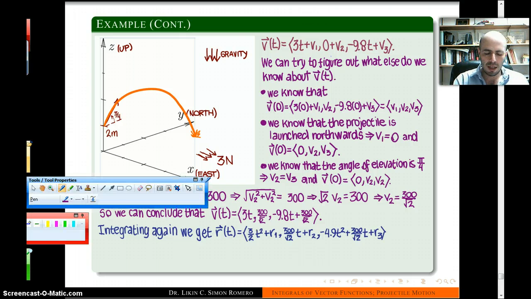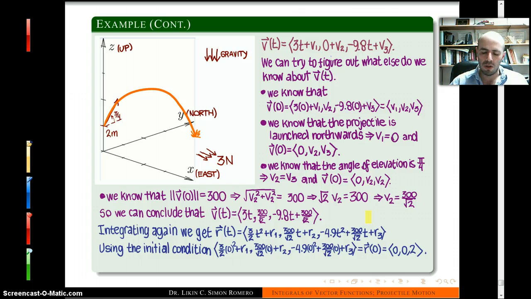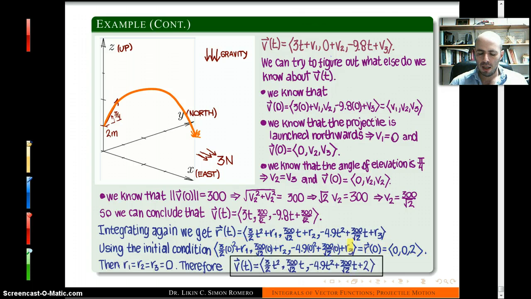Notice again that what I'm doing here is putting in the integration constants, and our goal is to find these integration constants. Fortunately, we do have an initial condition for the position. That means that r(0) is equal to (0, 0, 2). So using our initial condition, we just plug in t equal to 0 in the position, and we obtain that r1 has to be equal to 0, r2 has to be equal to 0, and r3 has to be equal to 2.